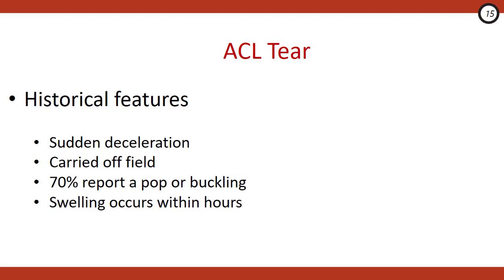For an ACL tear, we're going to get a history of a sudden deceleration. The knee's going to twist with the tibia pushed anteriorly, and there's going to be a bit of a valgus stress. About 70% of patients are going to report some pop or some sort of buckling or giving out associated with the incident. These individuals are going to swell typically pretty quickly, as opposed to meniscus injuries, which are going to be a little bit more delayed.